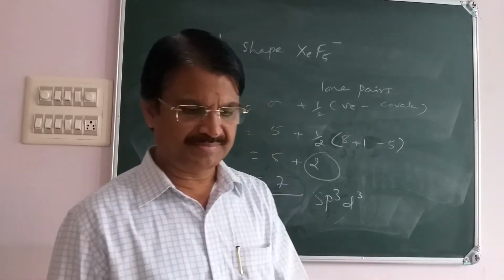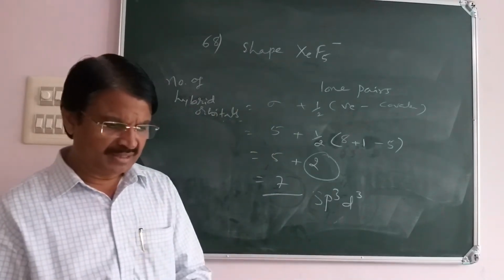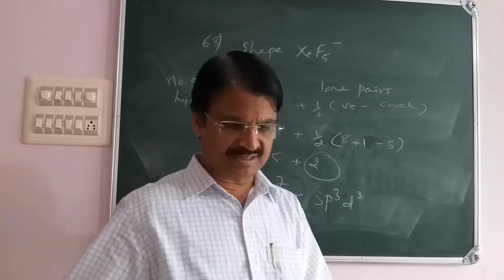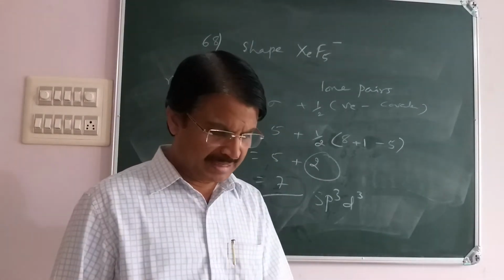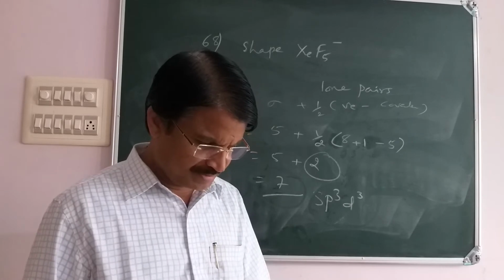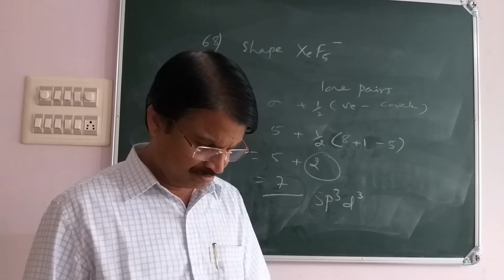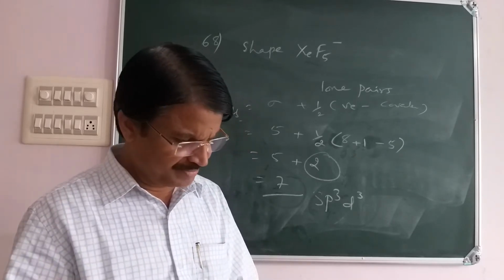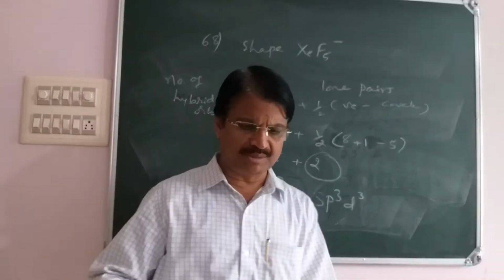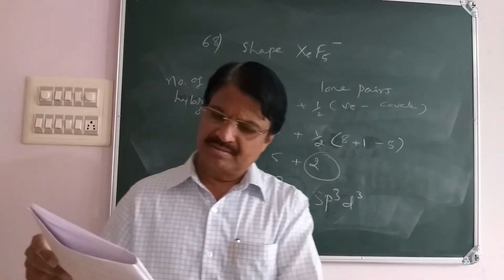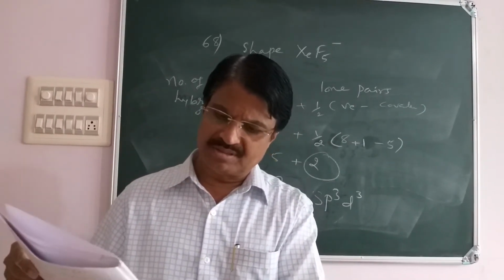Answer 4. They give square pyramid, trigonal bipyramidal, planar, etc. But the answer is pentagonal bipyramidal. Answer 4. Next, one more question. Again, it is based on MOT, leave that one, because I have already repeated MOT questions many times. Now see question number 61.